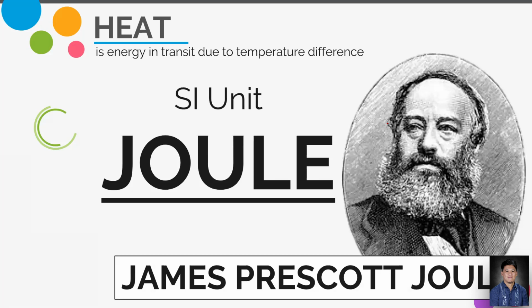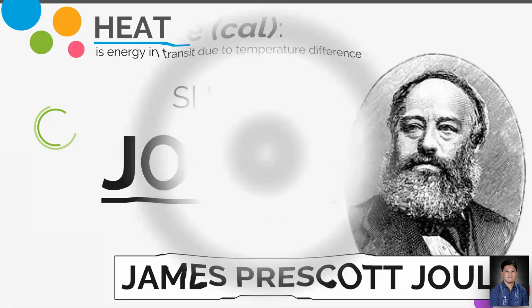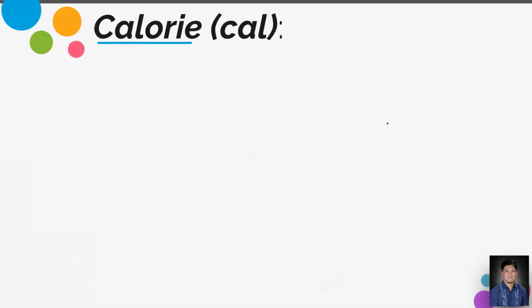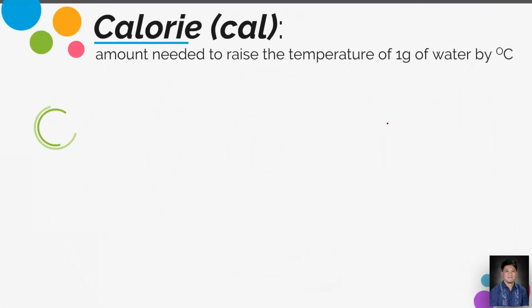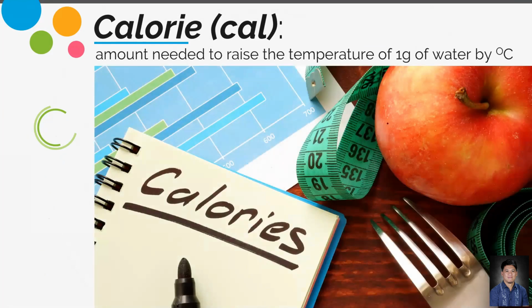So there are some other units which are also used. For us, we are also using the unit calorie. It is the amount needed to raise the temperature of 1 gram of water by 1 degree Celsius. So joule and calorie are the two common units that are being used for heat in the Philippines.